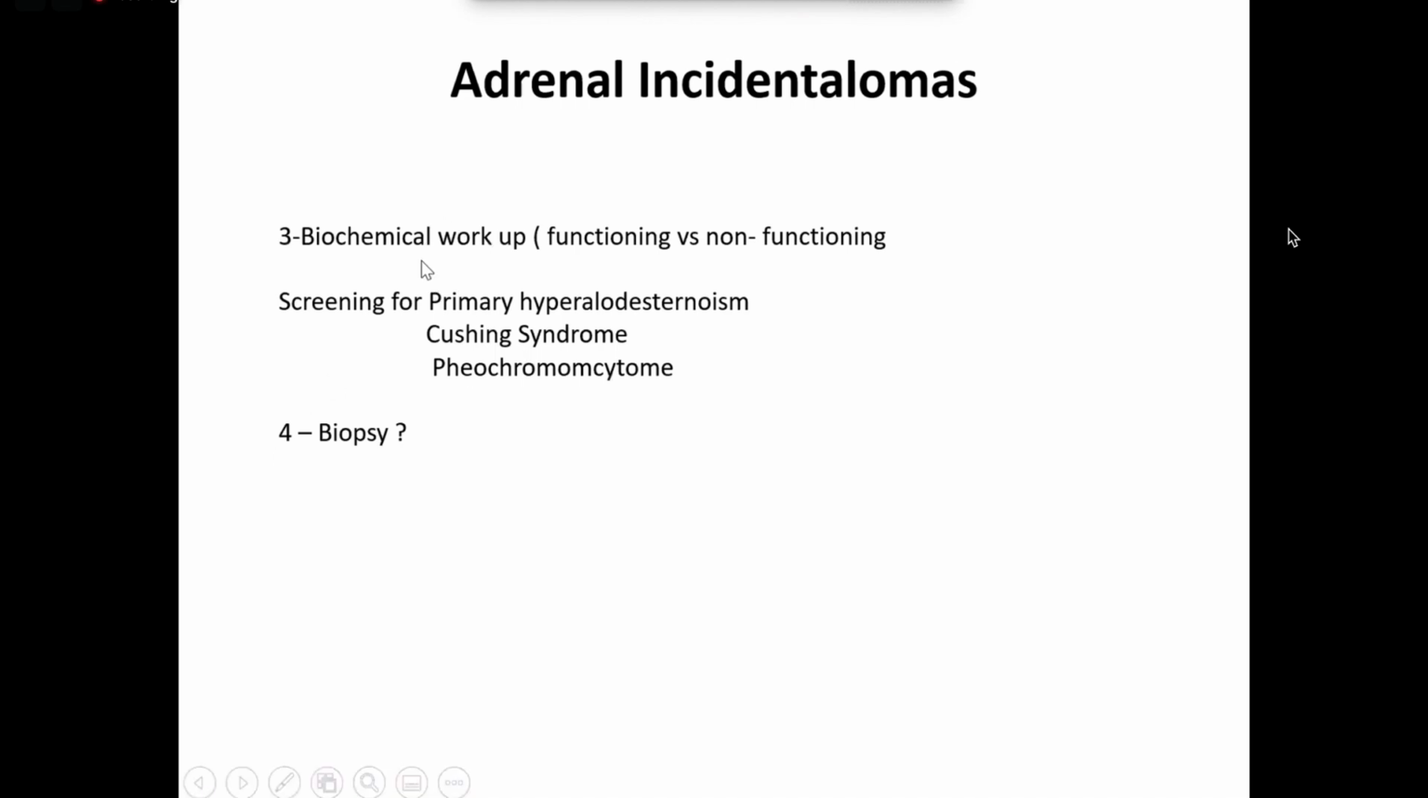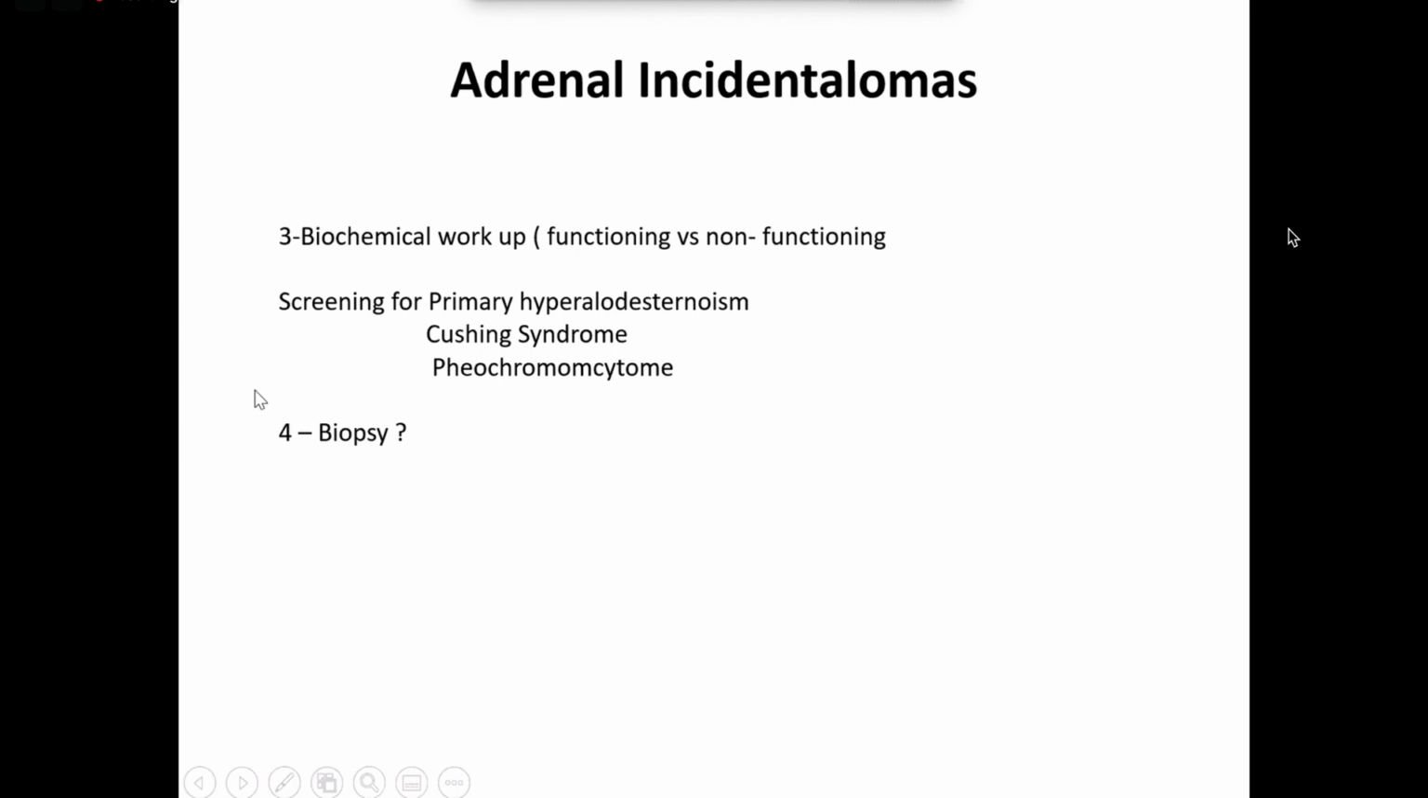Then we do the biochemical workup to know if it is functioning or non-functioning. As we mentioned before, screening for primary hyperaldosteronism is the aldosterone renin ratio. For Cushing syndrome, either 24-hour urine collection for cortisol or low-dose dexamethasone test. For pheochromocytoma, we usually order the 24-hour urine for catecholamines or its metabolites.